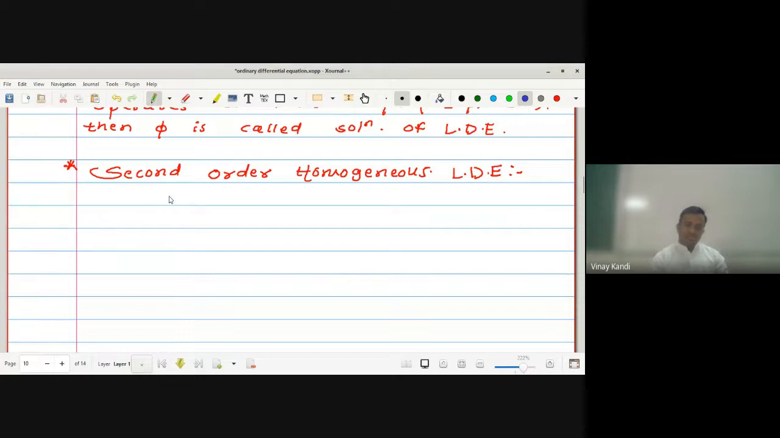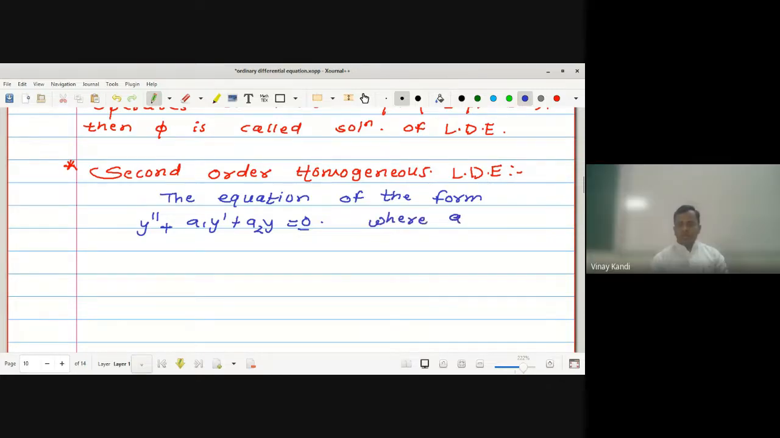Okay, look here. The equation of the form y double dash, meaning the second derivative of y, plus a1 y dash plus a2 y, which is equal to 0. Here b of x is nothing but 0. That's why we call it a second order homogeneous linear differential equation, where a1 and a2 are complex constants.